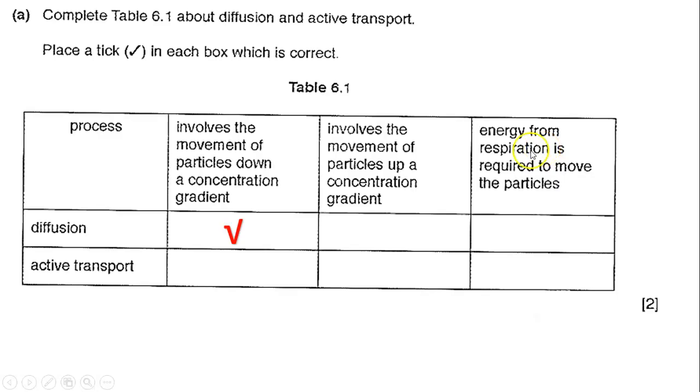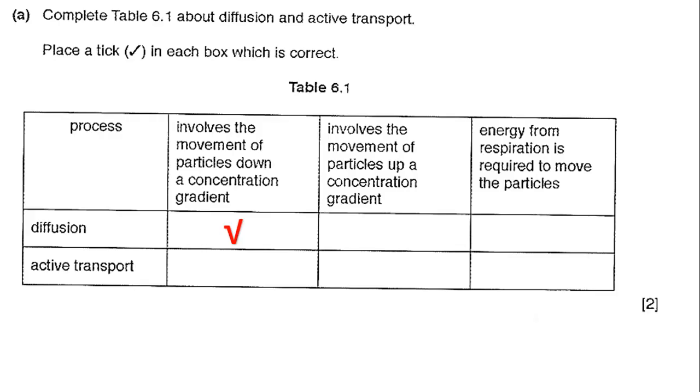Energy from respiration is required to move the particles. Do I need energy for diffusion? No, it's only the energy inside the particles themselves, but no energy exerted by the cell. Please differentiate between those two terms. Kinetic energy, these are the energy of the particles themselves. The cell did not pay any energy, did not exert any effort. But the energy I put in active transport, this is the energy I get from my aerobic respiration, from the cell's effort, from the cell's energy.